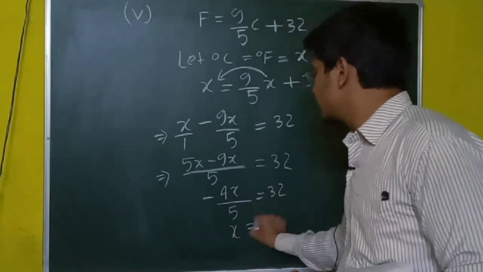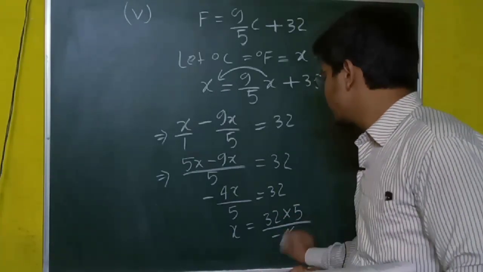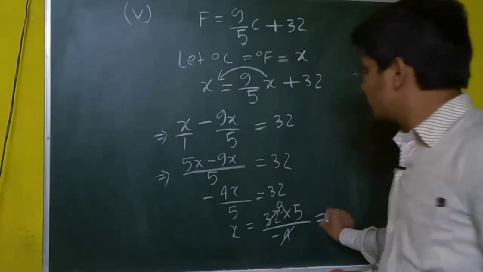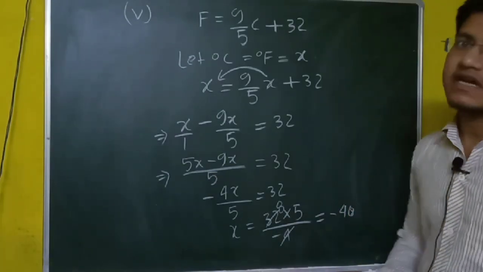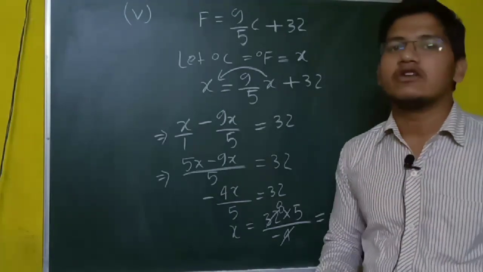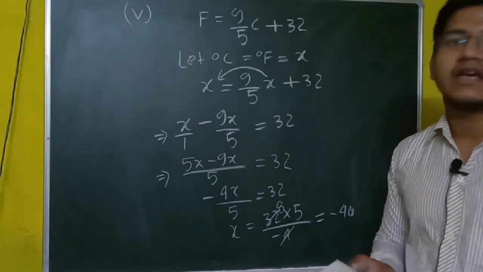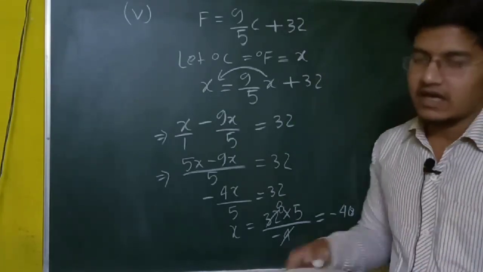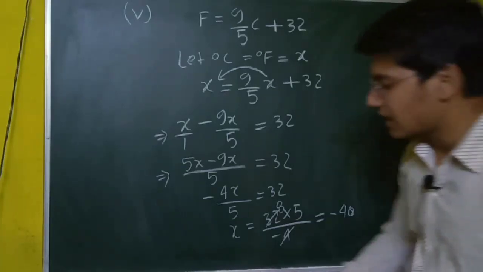So value of X will be 32 into 5 upon minus 4. 4 1s are 4, 4 8s are 32, 8 5s are 40. So answer is minus 40. So it means that for the temperature value minus 40, both the temperatures will be equal, either degree Celsius or degree Fahrenheit. Now we are moving towards our next exercise, that is exercise 4.4.